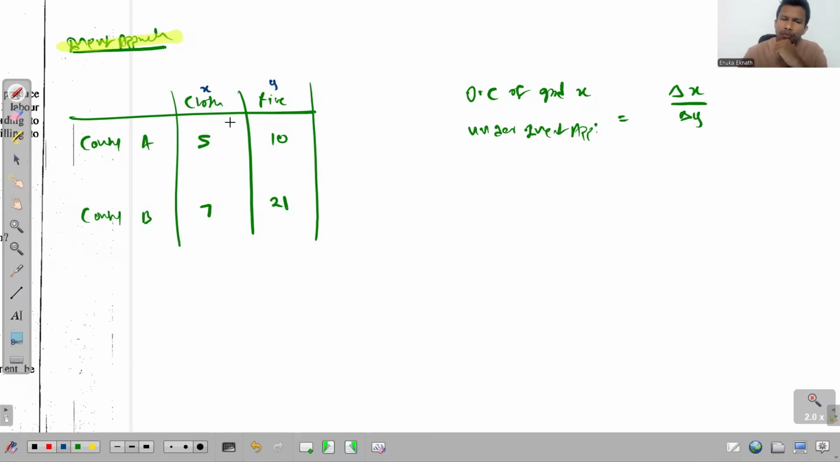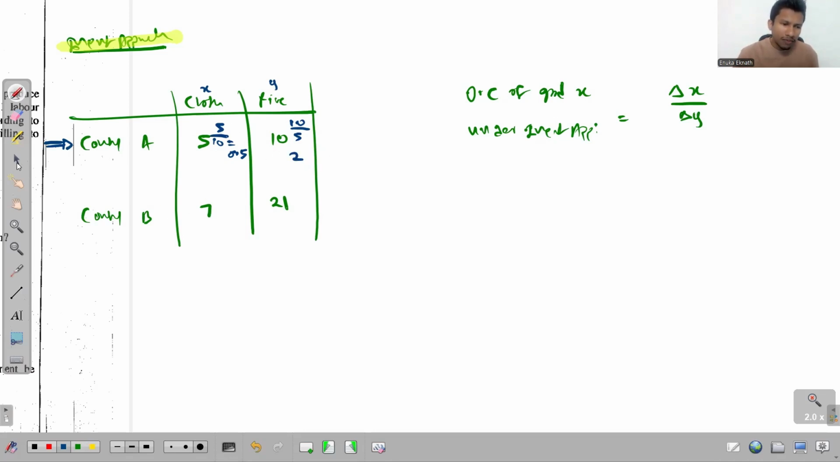Assuming so, how do we find the opportunity cost of producing each good in country A, right? Think about country A only for the time being. So delta X, 5, over delta Y, that's 10, so you get the answer 0.5. And on the other side, if it's the opportunity cost of producing good Y, then delta Y over delta X, which is 5, so the answer is 2.